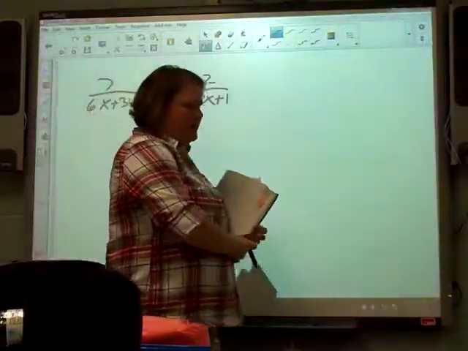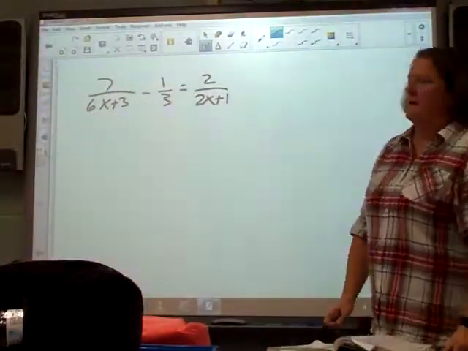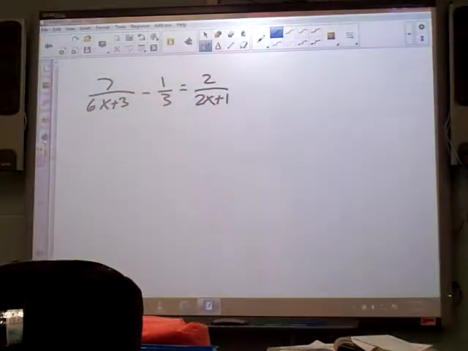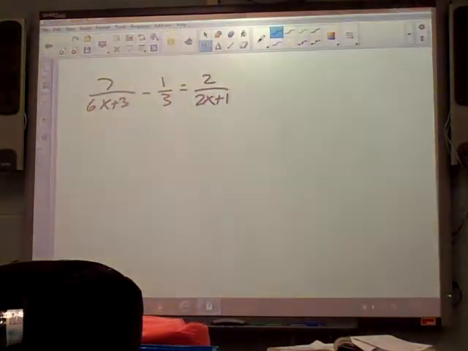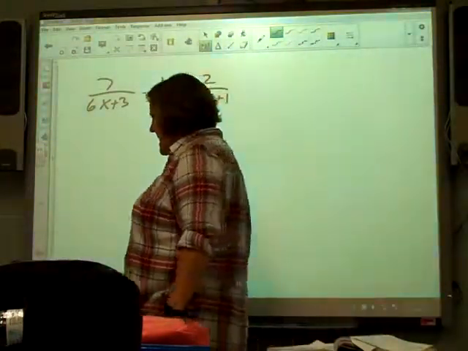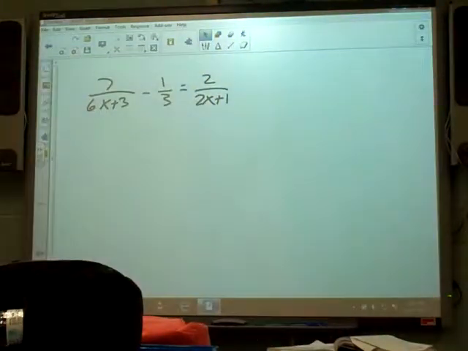Alright, you got 7 over 6x plus 3 minus 1 over 3 equals 2 over 2x plus 1. Now you're going to try this one. There's only one of those denominators that can be factored, so I gave you a little bit less work. The first denominator, the 6x plus 3, is the only one that can be factored. The rest of them are already in simplest form. So I'll be quiet and let you think for a minute, and I'll add hints as we go along.